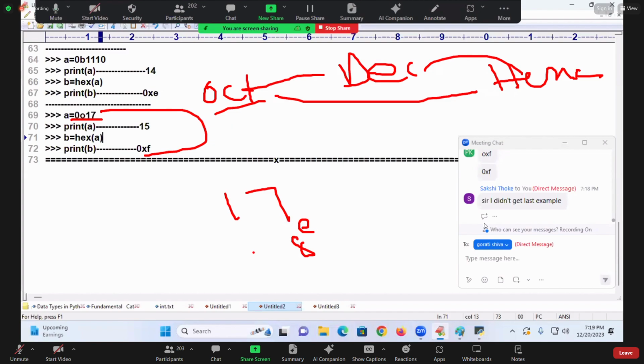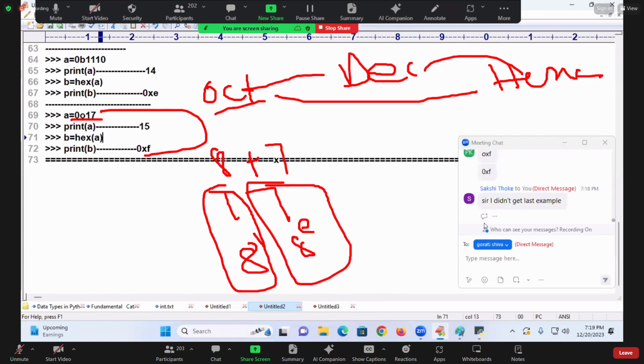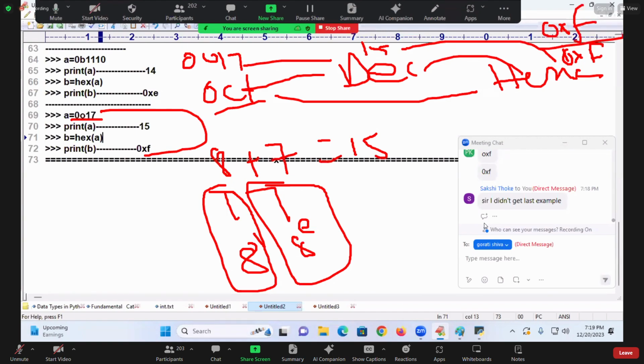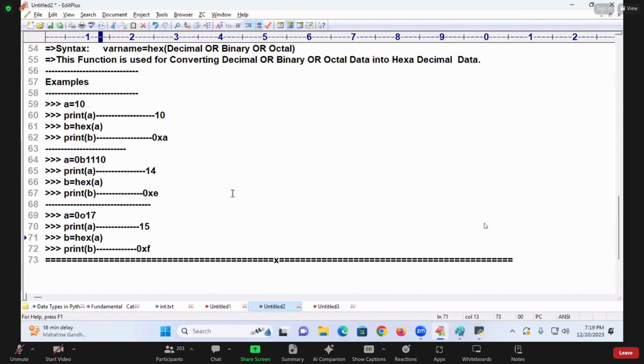Octal to decimal for 17 is nothing but 1 into 8 to the power of 1, plus 7 into 8 to the power of 0, that is 7 into 1. So 8 plus 7 is equal to what? 15. So 0o17 is converted into 15. 15 in hexadecimal is called what? 0xF, capital F, or 0x with small f. Already done. Sakshi, I hope you got it.